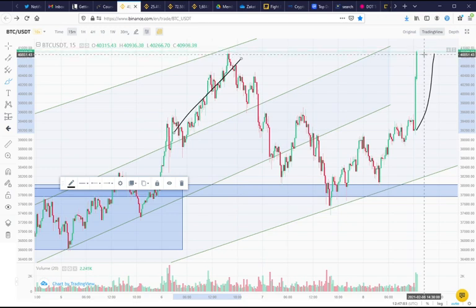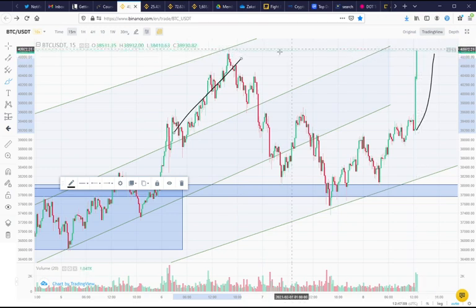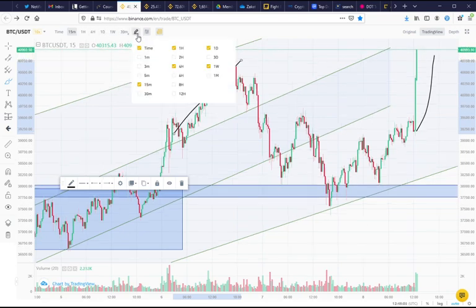So you can see supply coming in here, and it's still moving up at the moment, but it hasn't cleared this high. You can see interesting things even if you go to the 1 minute.